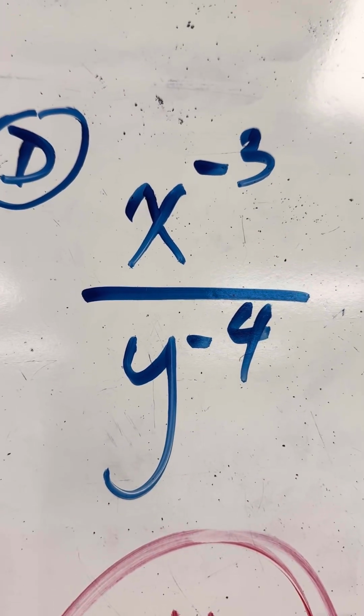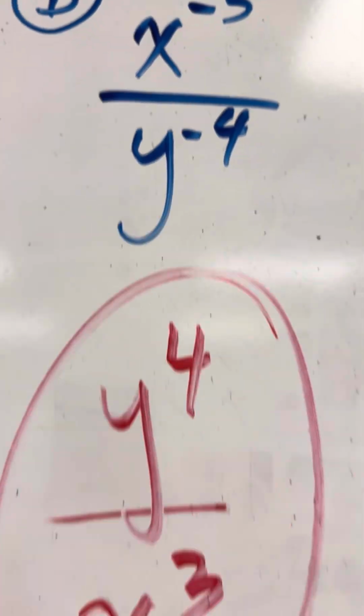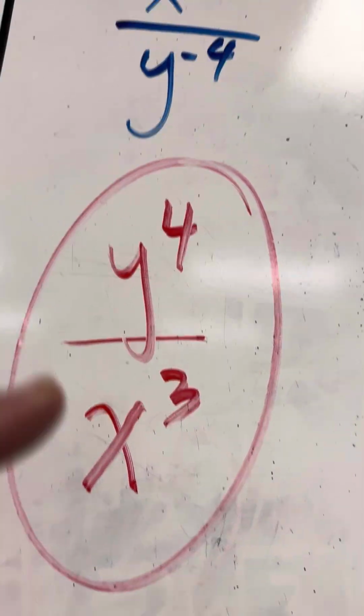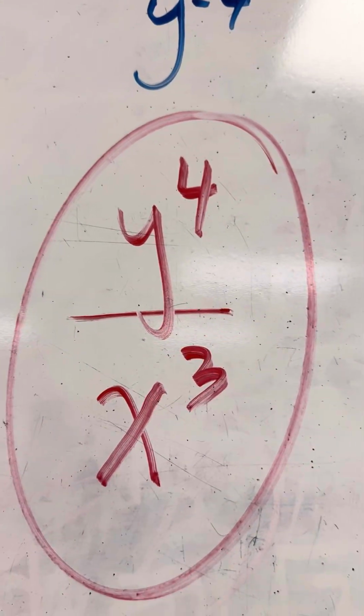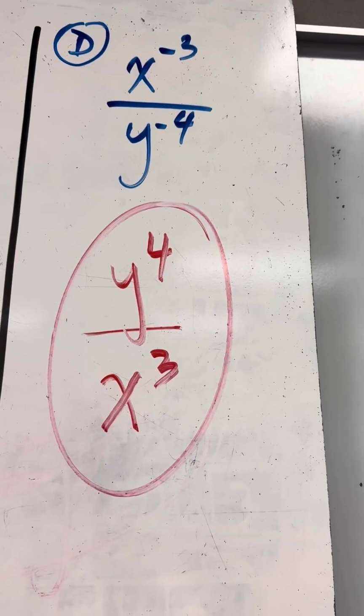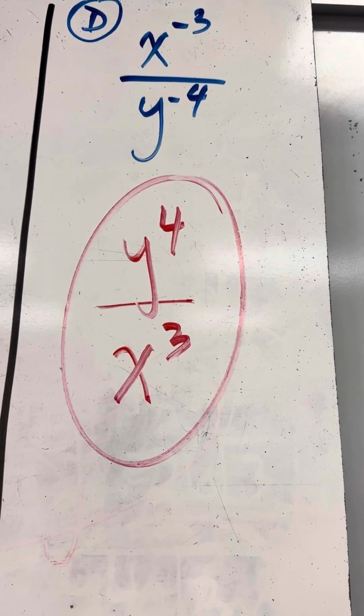X to the negative 3rd over y to the negative 4th: if you have a negative exponent on top, you move it to the bottom and make it positive. If you have a negative exponent on the bottom, you move it to the top and make it positive. Just like that. So x to the negative 3rd over y to the negative 4th is the same as y to the 4th over x to the 3rd.